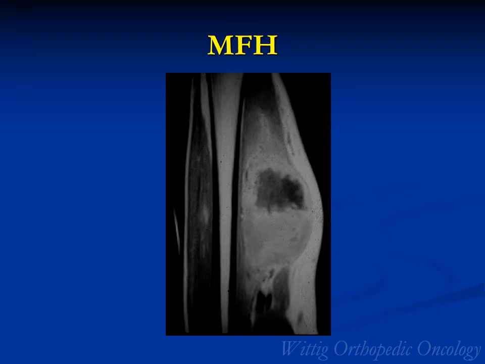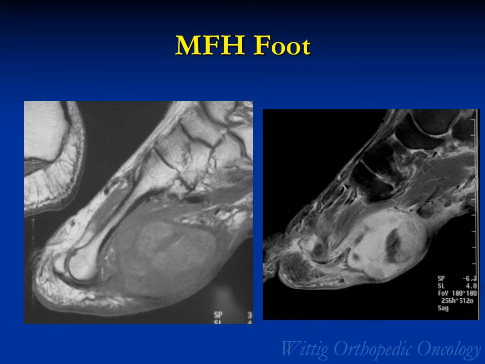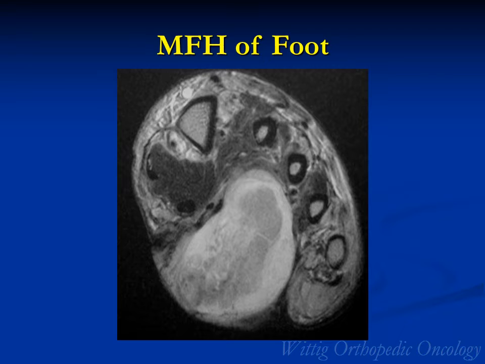Again, an MFH with a significant area of necrosis within it. This is an MFH of the foot, a very unusual site, but again a heterogeneous mass on this T1 weighted image and a T2 weighted image. And this is the MFH of the foot, heterogeneous, having both high and low signal areas.